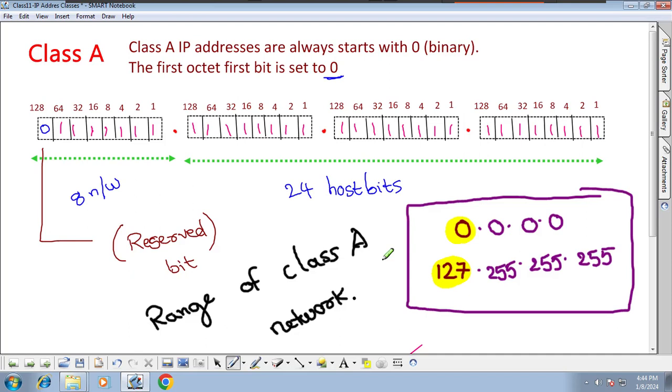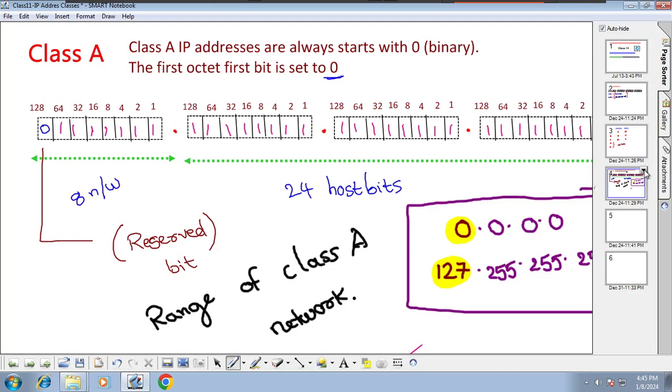Range of class A networks. But if you filter for valid ones, some of the range of class A networks is reserved. 0 is reserved for any network, 127 is reserved for the loopback network, and the remaining is 1 to 126. But I am not talking about the reserved networks right now. I just wanted to list how many networks there are in the whole class A. I hope you understood. Now let's go to understand class B.